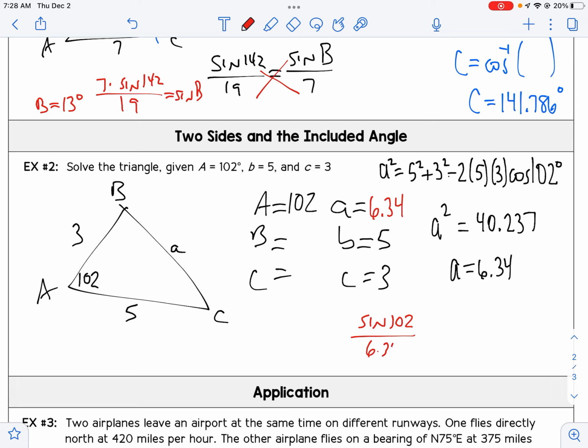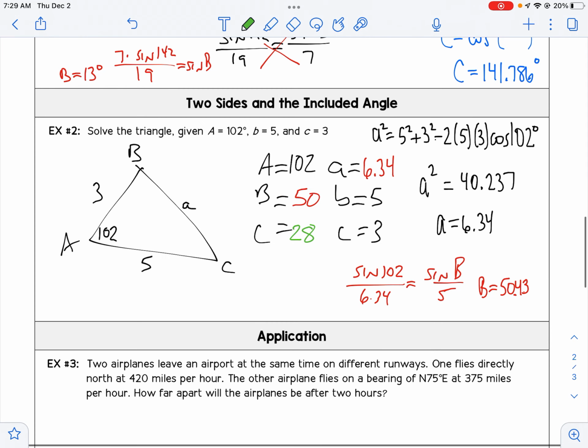over 6.34 equals the sine of angle B over 5. Again, cross multiply. Okay, so I'd have 5 times the sine of 102 divided by 6.34. Do the inverse sine of that fraction, and I'm going to get angle B as 50.43. So angle B is going to be 50. I'm going to round that to the nearest whole number, which means that angle C using triangle angle sum is going to be 28. All right, so I've solved my triangle completely.